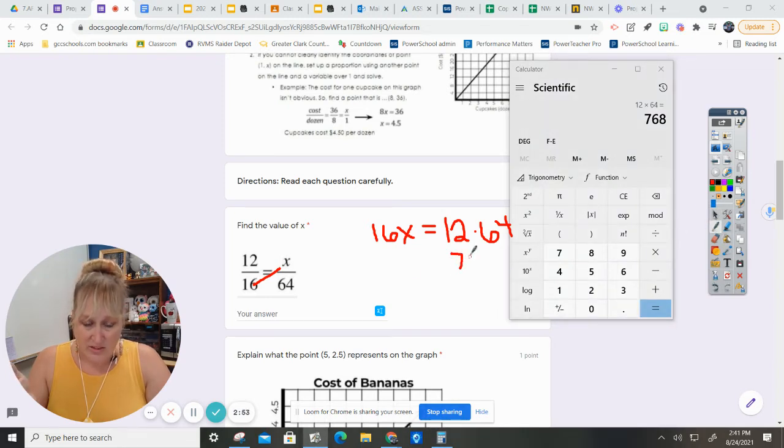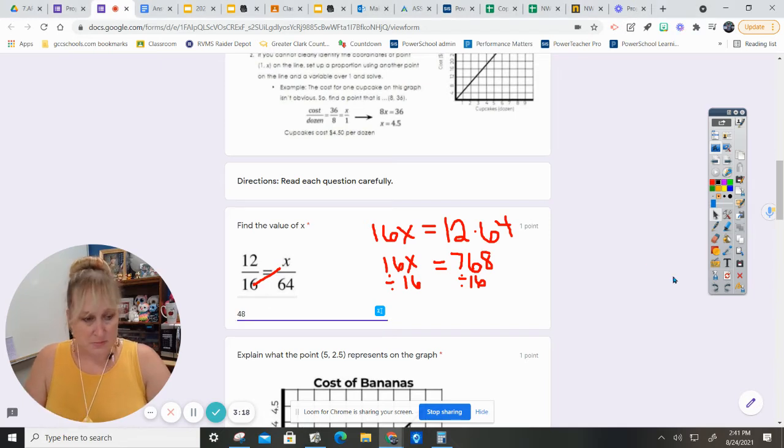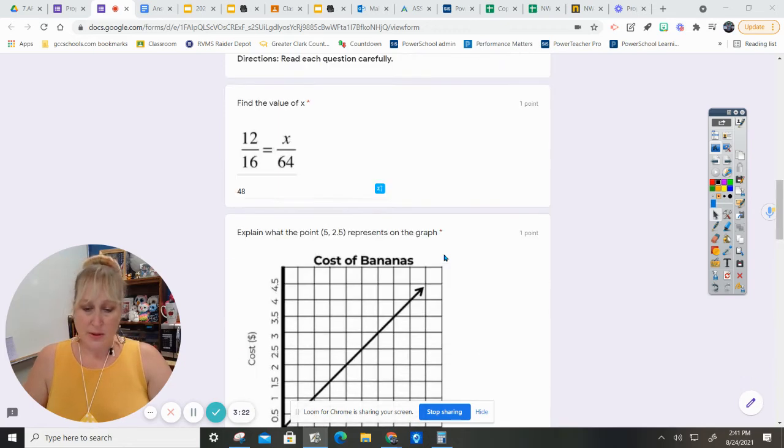So again, I'm writing that under here. That is the first step that I take. Okay, now I have to divide both sides by that 16 so that I can isolate that variable. Taking that 768 and dividing it by 16, I get 48. So the answer to this one is 48. All right, let's do the next problem.